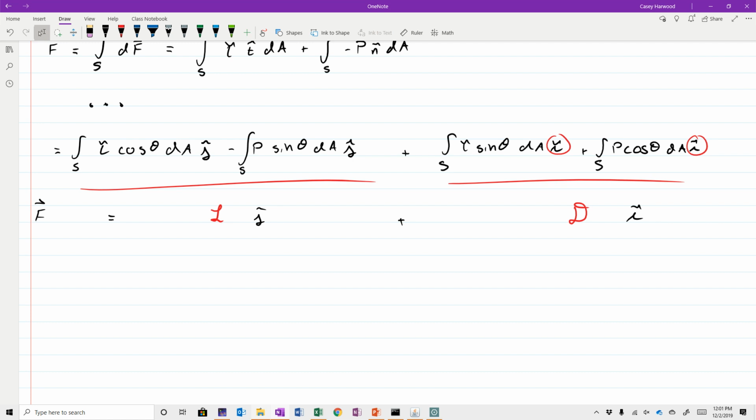So P and tau are rarely known, and so drag and lift are hard to calculate.